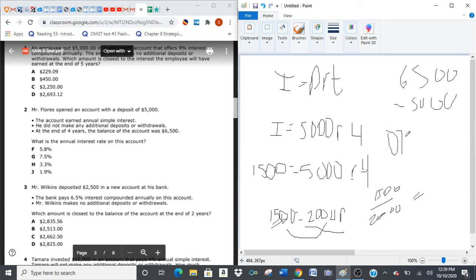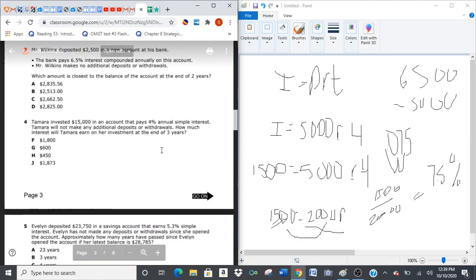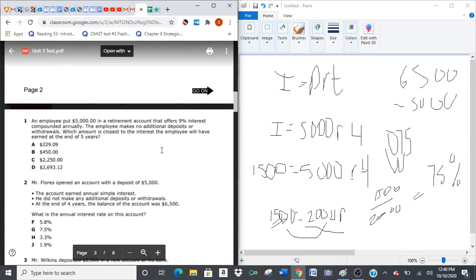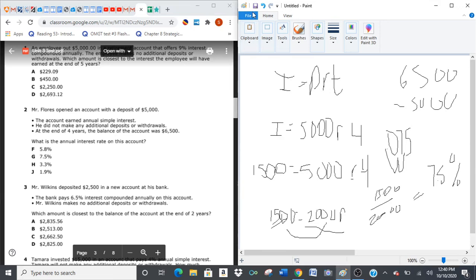Now, when you look at it, you're thinking, there's none of them like that. But remember, when we're turning a decimal back to a percent, I'm going to move it twice. So it's going to be 7.5%. So that would be G. Now, I think number 6 is really similar to this. So that's a hint for you if you miss number 6 and you're making a correction.